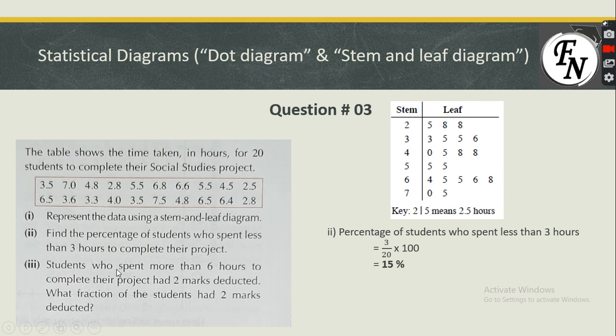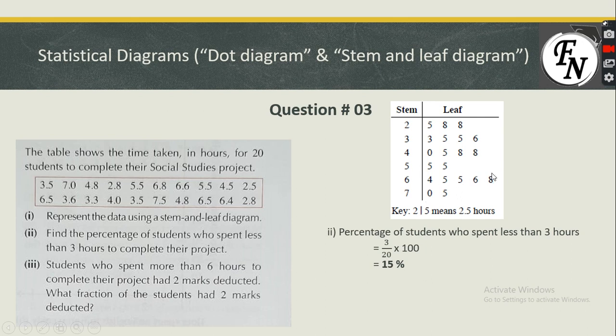For the third part, students who spent more than 6 hours to complete their project had 2 marks deducted. So we need to know how many people have a deduction of 2 marks. So we need to know the students who spent more than 6 hours.